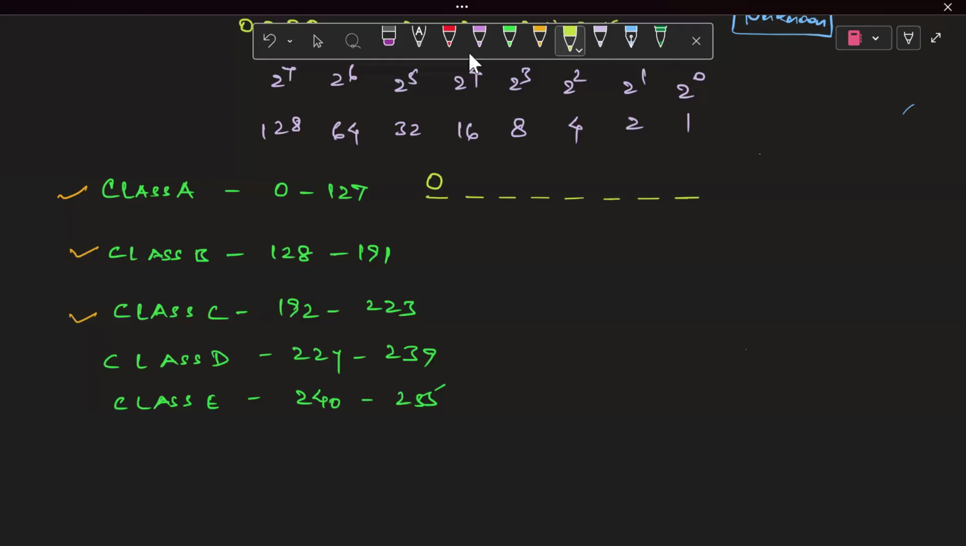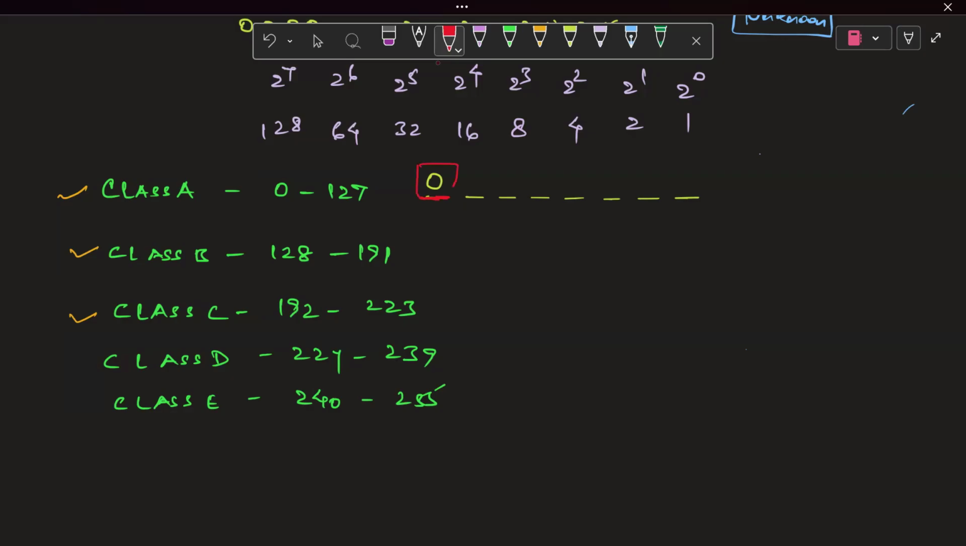You make it 0. Then you will fix it. Why are you fixing it? Because if all these bits are 1, then you forget 128 and add 64, 32, 16, 8, 4, 2, and 1. What value will you get? 127. It means my last range of class A is going to be 127. I cannot take 128. If I use 128, I will come to class B. It means in class A, the first bit of the first octet is always reserved and it is always zero.